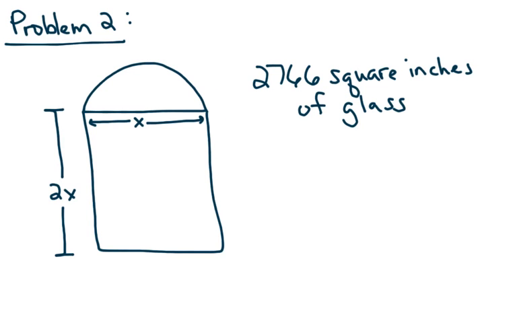In problem 2, this is an architecture problem. It says, while designing a house, an architect used windows like the ones shown here. What are the dimensions of the window if it has 2,766 square inches of glass?